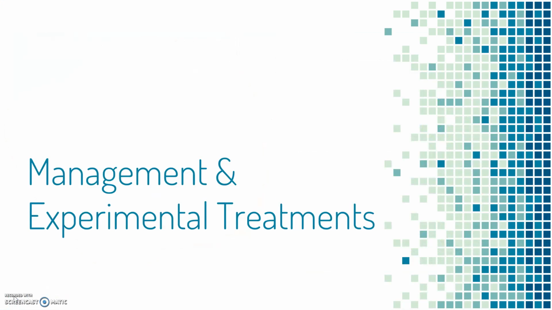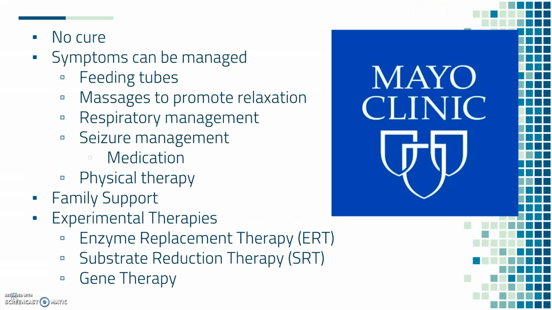So management and experimental treatments for Tay-Sachs. There is no cure, but symptoms can be managed through feeding tubes, massages, respiratory management, seizure management like medication, and physical therapy. There's also family support and experimental treatments like ERT, SRT, and gene therapy.